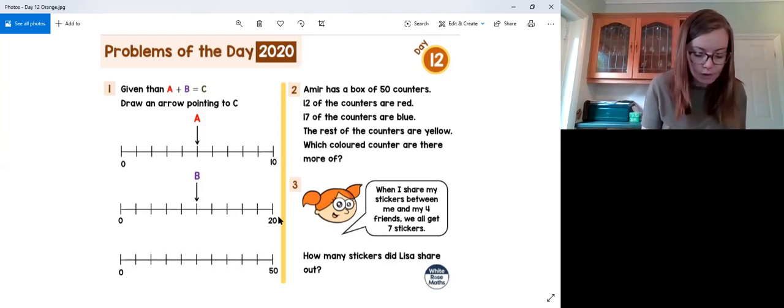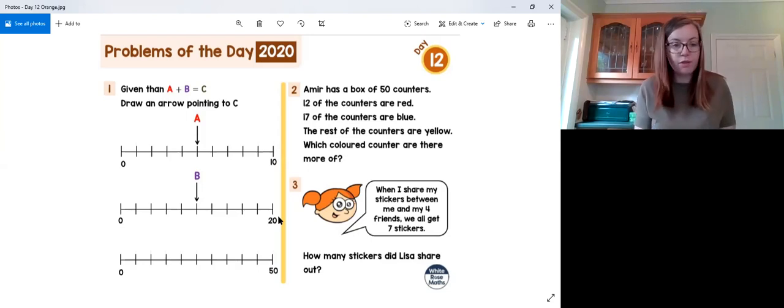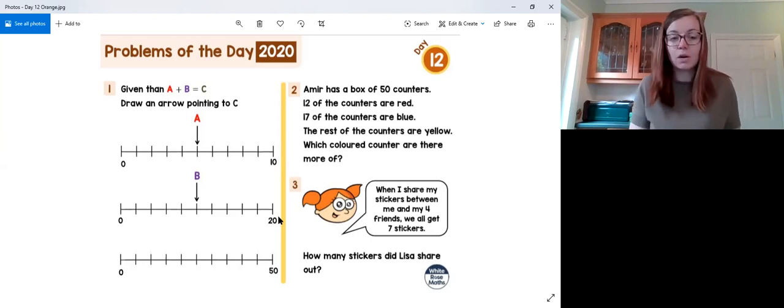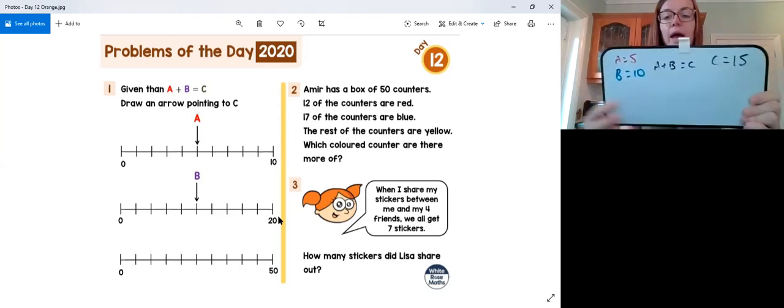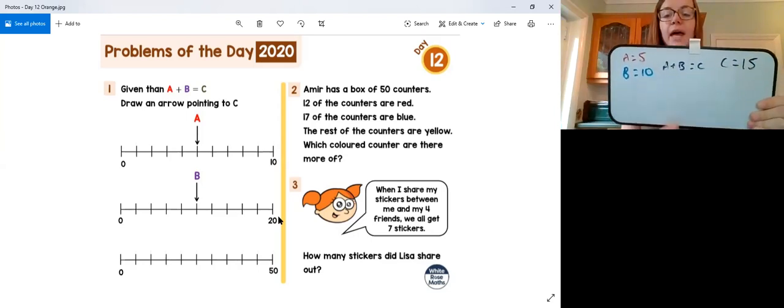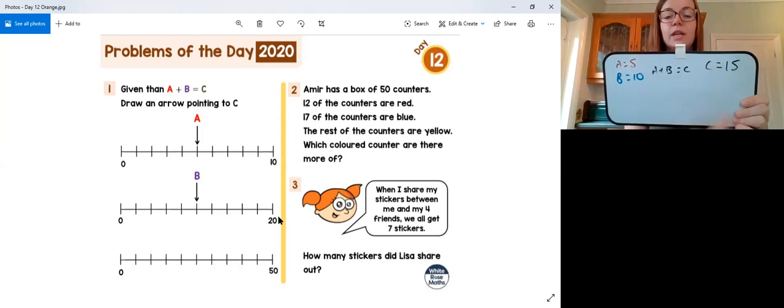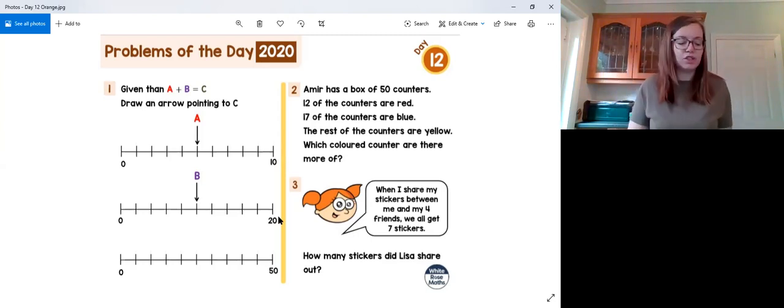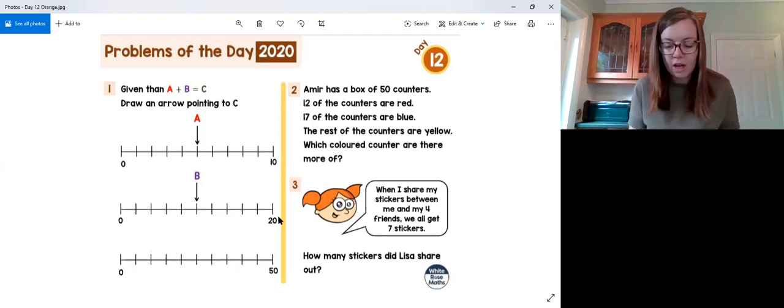Okay, so if A is worth 5 and B is worth 10, and A plus B equals C, C must equal 15. So A was worth 5, B is worth 10, A plus B equals C, so C is 15. They were nearly there, but they didn't just ask us what C was, they asked us to draw a line or an arrow pointing to C.